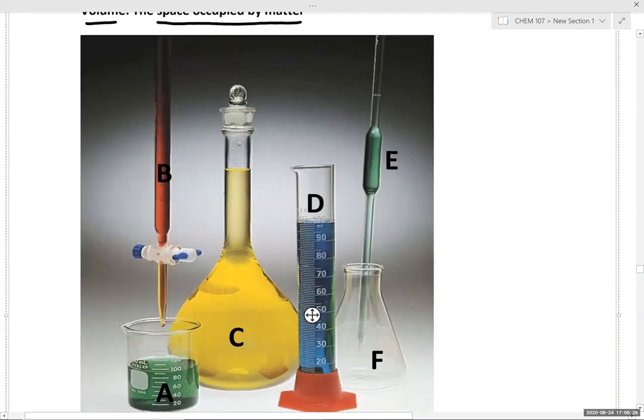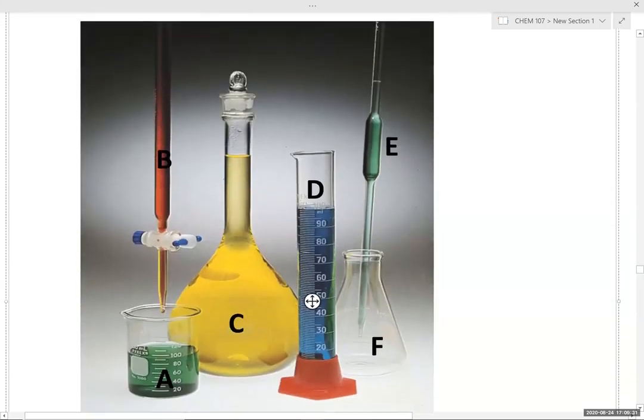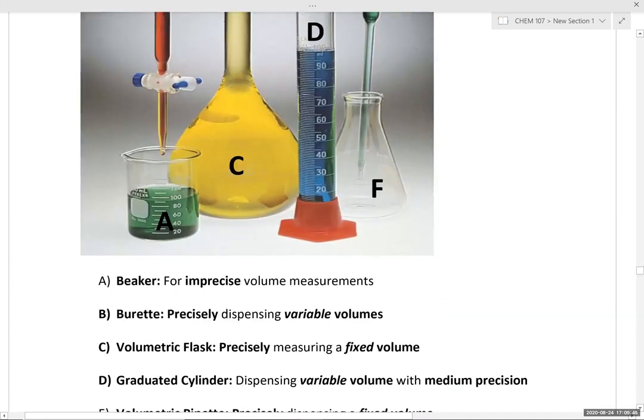Okay, so here we have a nice picture of all of the different pieces of volumetric glassware. They're labeled A through F. So let's talk about each of these pieces of volumetric glassware and their purpose. A beaker, which is shown with the letter A, is used for imprecise volume measurements. The graduated marks represent relatively large volumes.